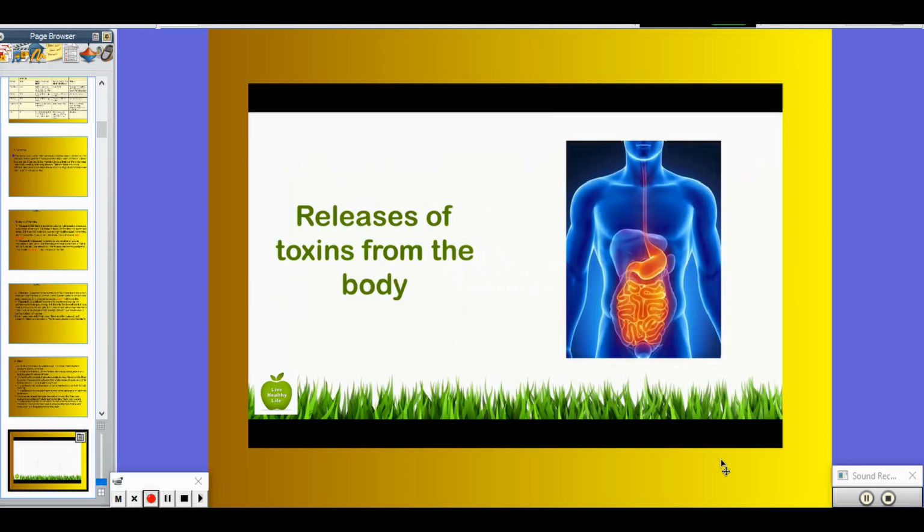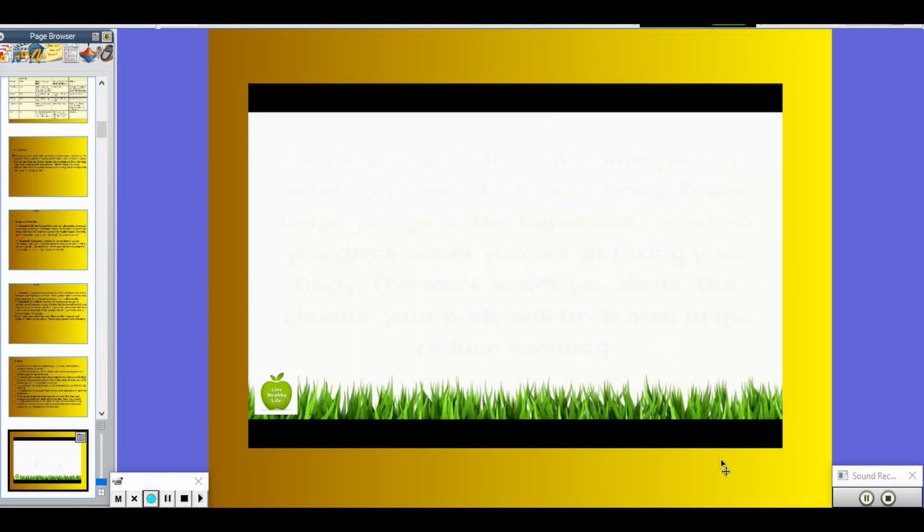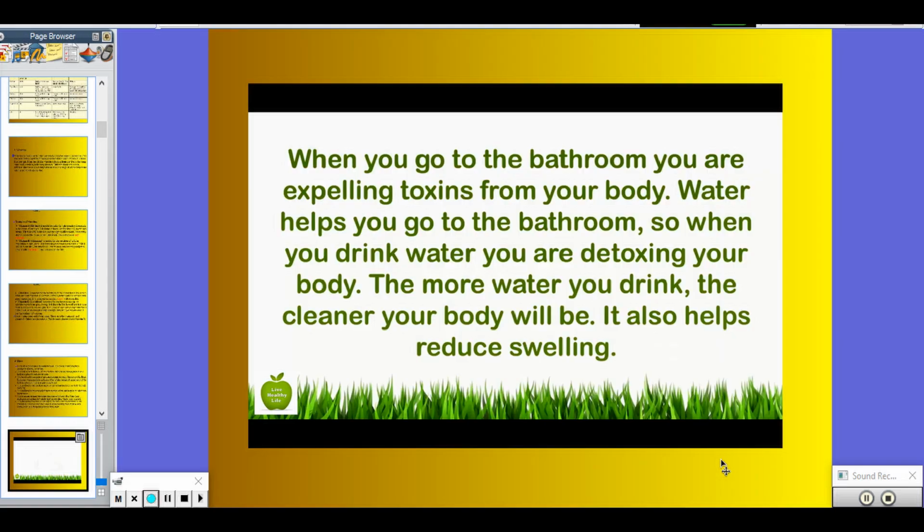Releases toxins from the body. When you go to the bathroom you are expelling toxins from your body. Water helps you go to the bathroom, so when you drink water you are detoxing your body. The more water you drink, the cleaner your body will be. It also helps reduce swelling.